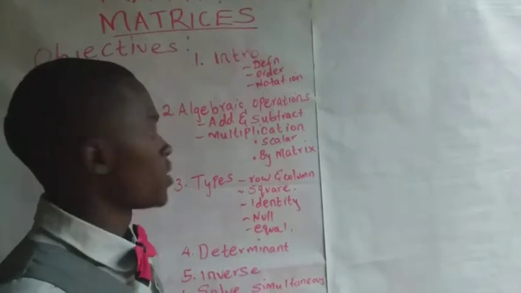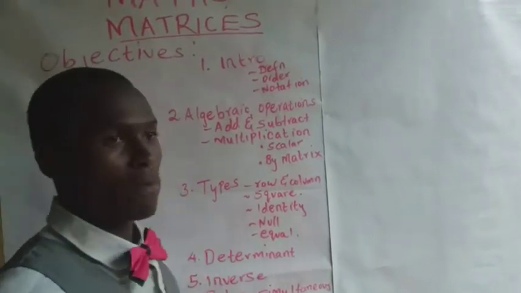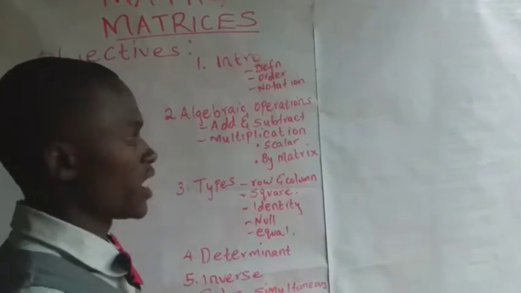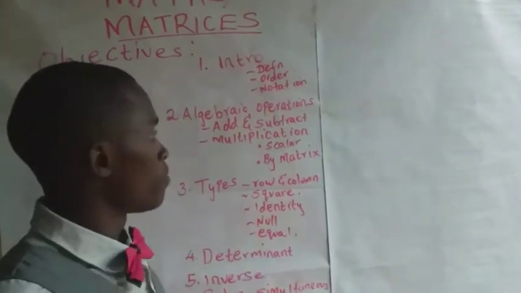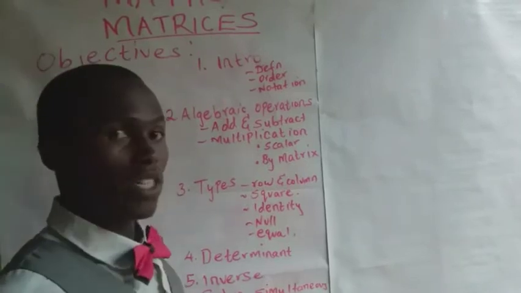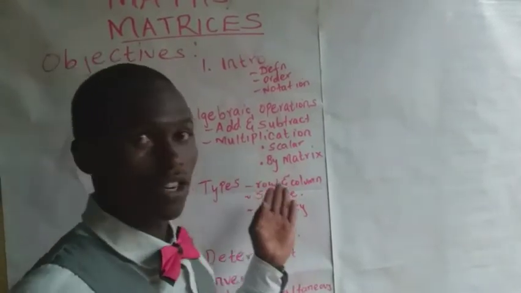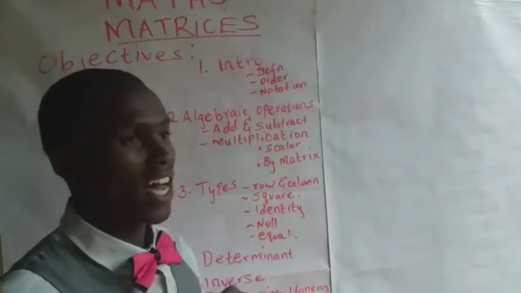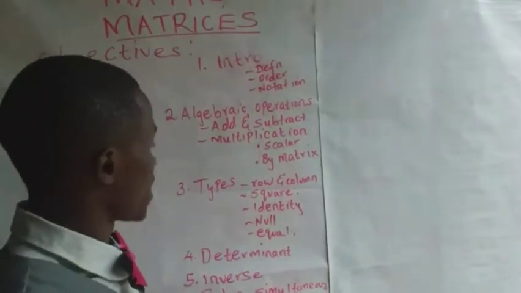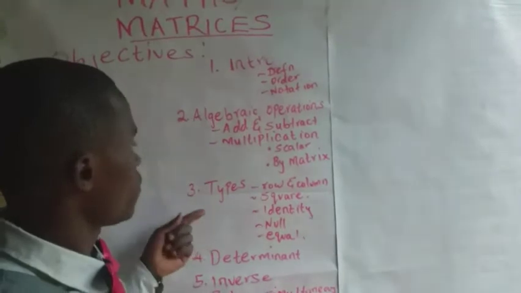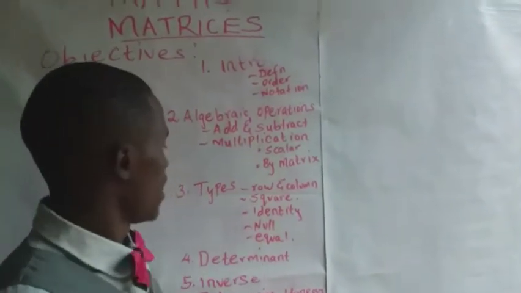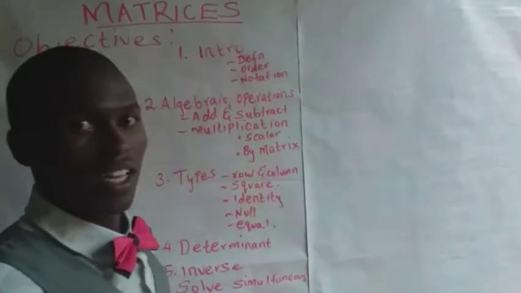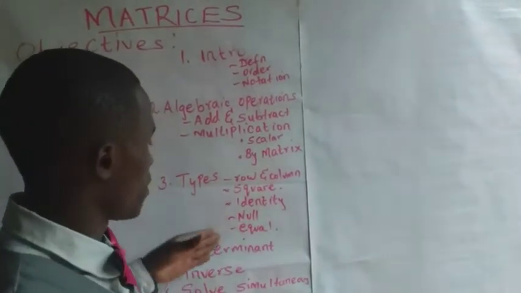In the objective number 2, we'll be looking at the algebraic operations on matrices, and in that objective we are going to add and subtract matrices. We are going to multiply matrices. There are two types of multiplication of matrices. We can multiply by a scalar and we can multiply by other matrices. In the other objective, we'll be looking at types of matrices. There are several types of matrices, and that is what we are going to look at and I will show you examples of such matrices.